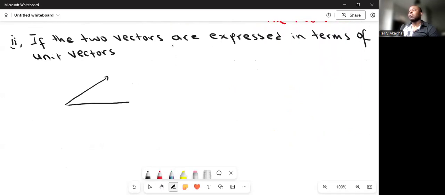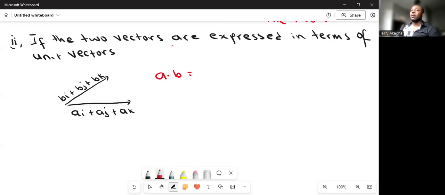But now you were not given the angle, but you were told that we have A as A, the i component, plus A, the j component, plus A, the k component. And you were given B, the i component, plus B, the j component, plus B, the k component. You're represented in unit vectors, but the angle was not given. So how do you find A dot B?